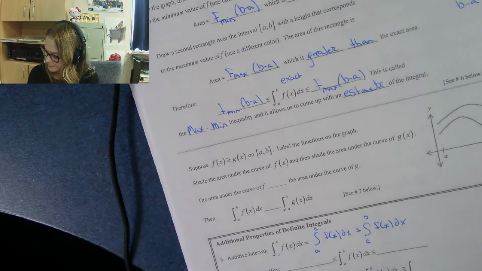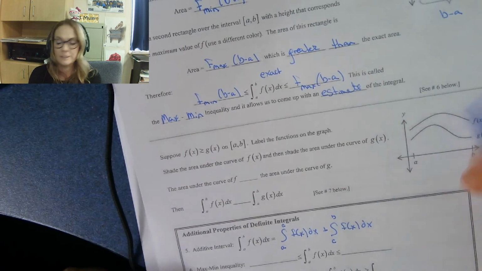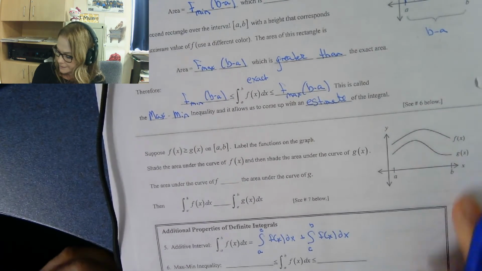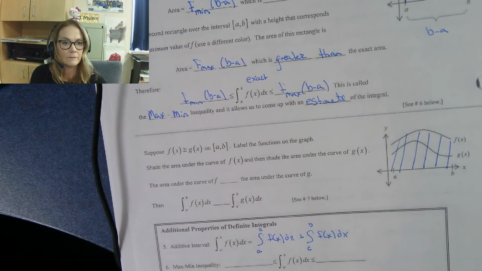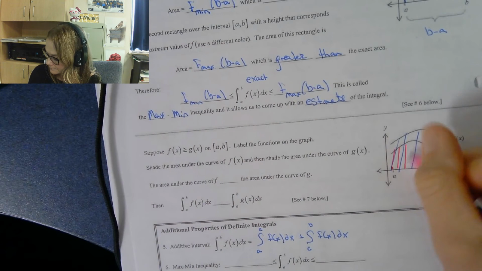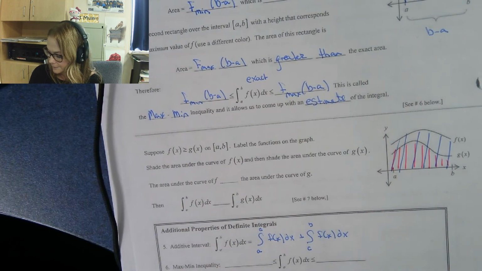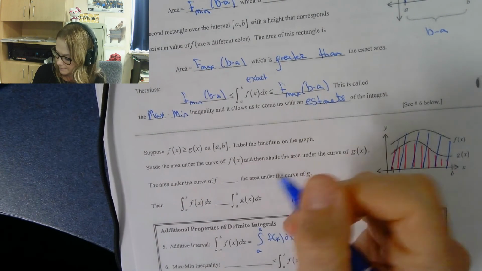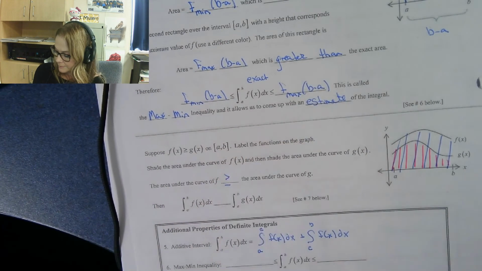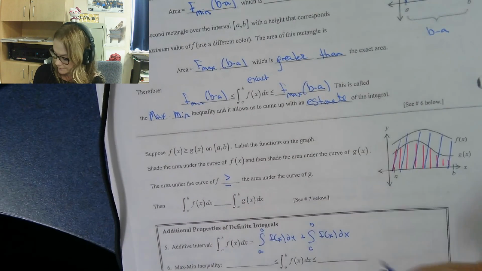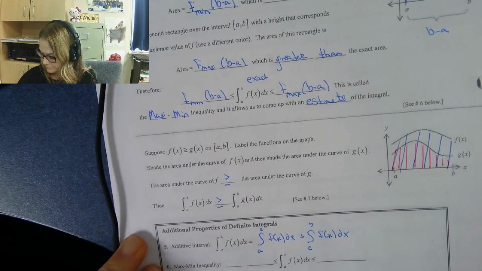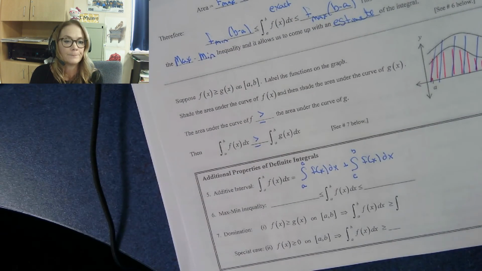Sort of another common sense thing here. Suppose f of x is higher than g of x. Shade the area under the curve of f, and shade the area under the curve of g. If f is greater than or equal to g, then the area under the curve of f will be greater than or equal to that of g. Hopefully that makes sense. It's called the domination property. Okay, so let's fill this in.